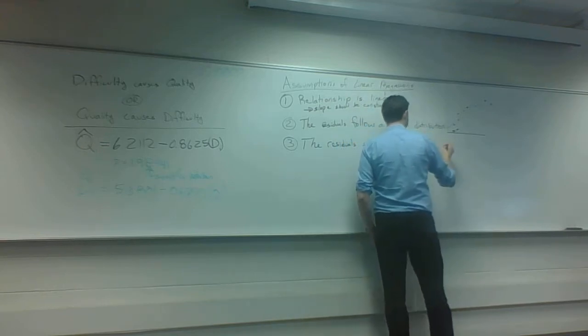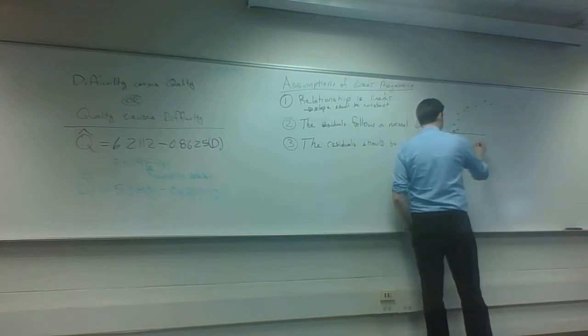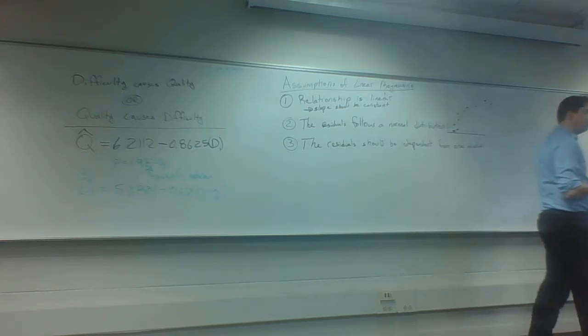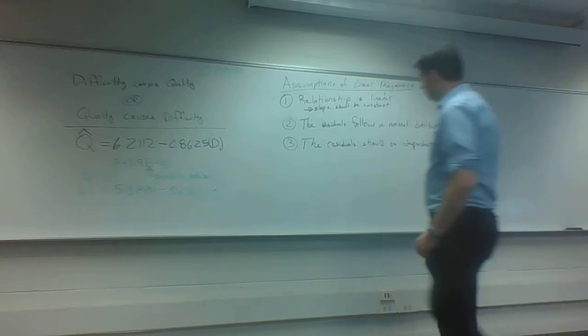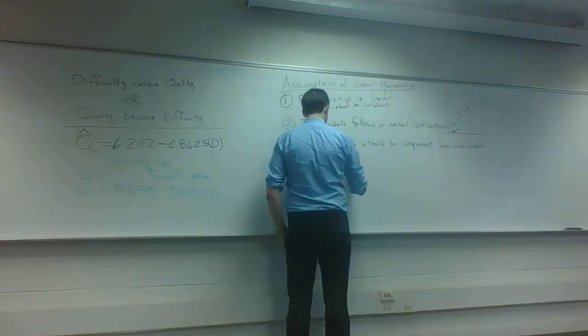Three. The residuals should be independent from one another. In other words, you can't predict one observation's residual by looking at the previous observation's residual. They should be random.